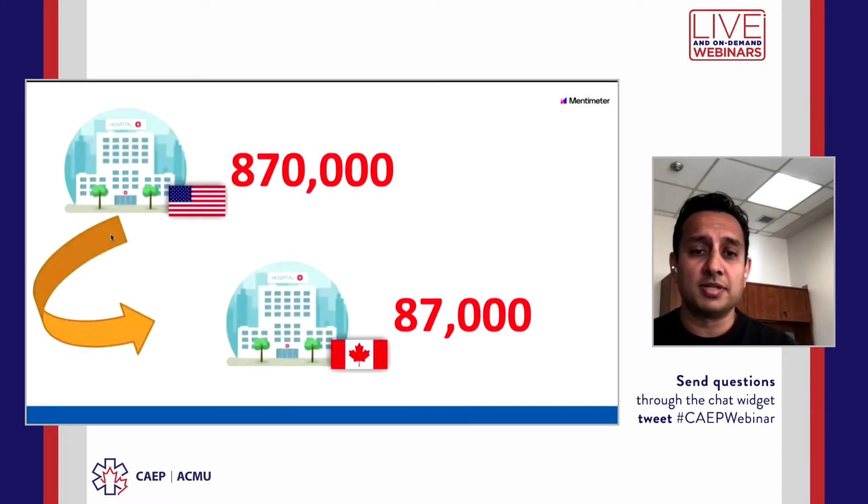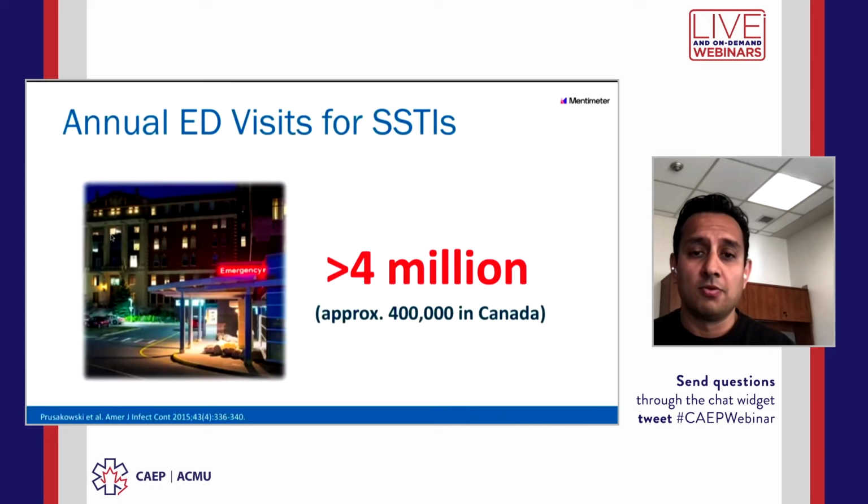If we extrapolate this data to the Canadian context, we can estimate that nearly 90,000 Canadians are admitted to hospital for skin and soft tissue infections. We know that in the US, over 4 million Americans visit an emergency department every year for skin and soft tissue infections. So this would translate to approximately 400,000 ED visits for this clinical presentation. And this accounts for up to 3% of all ED visits. So the burden is quite high.